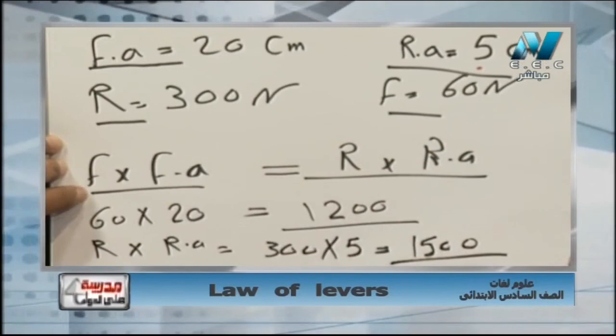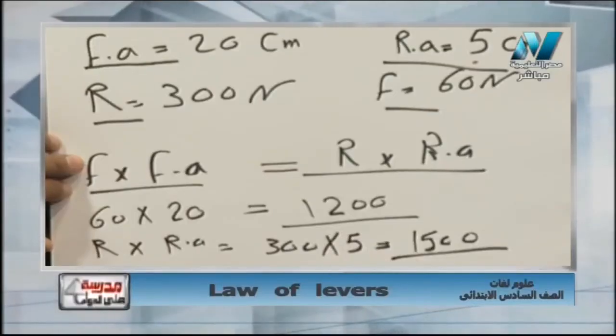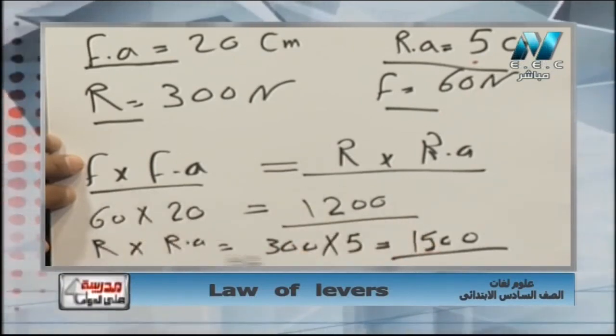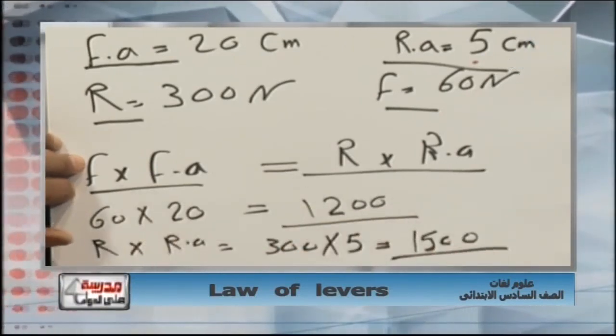Are these values equal? No, these values are not equal. So that means it's not balanced. Give reason: it is not balanced because force by force arm does not equal resistance by resistance arm.